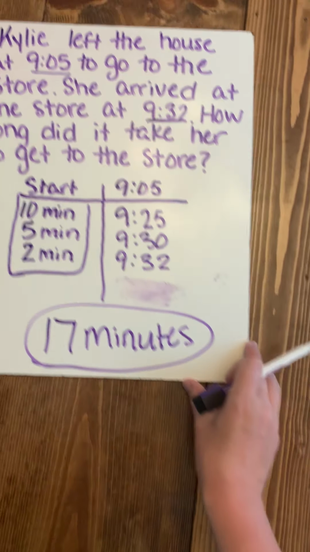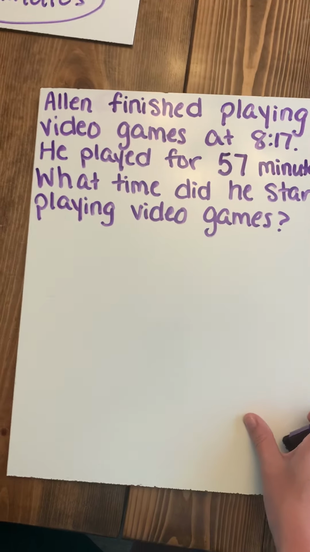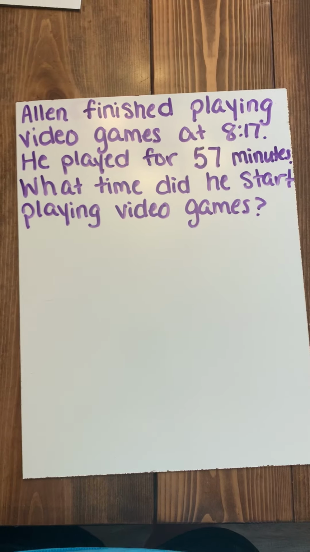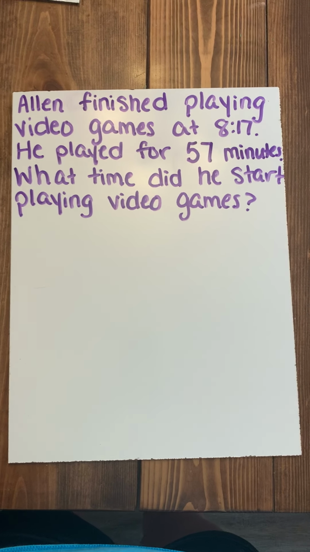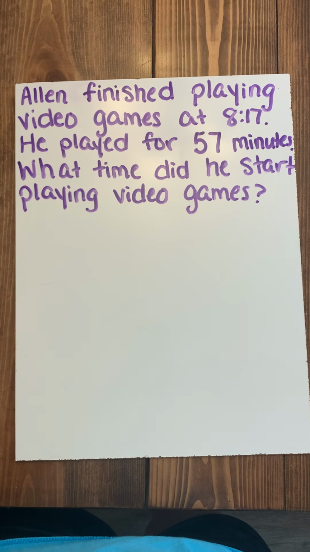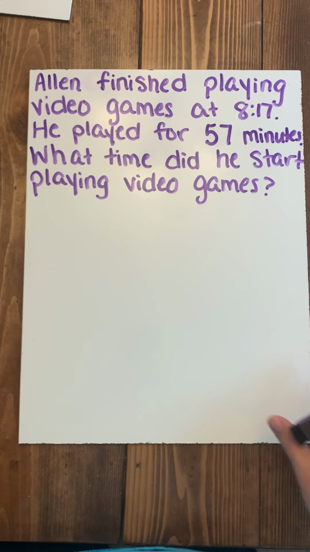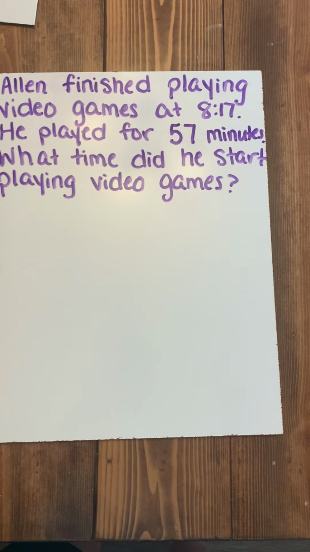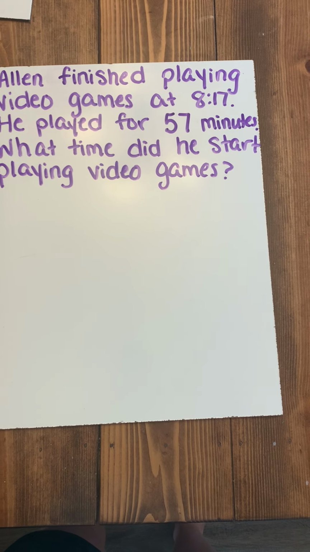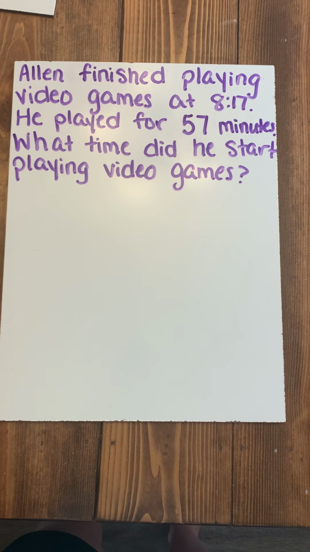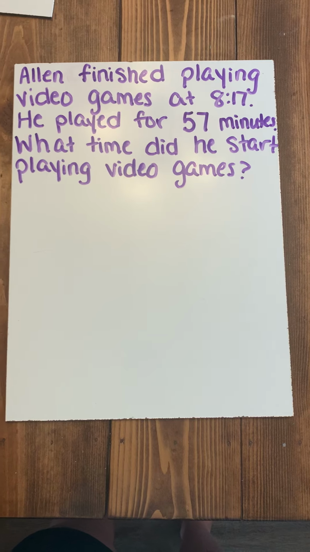Okay? Now, another type of problem is one where they give you the start time. They give you the stop time. They tell you how long that activity lasts, and they want you to find the start time. So these are a little bit more difficult than adding the time, okay, because you're going to have to subtract time. So you're going to have to go backwards.